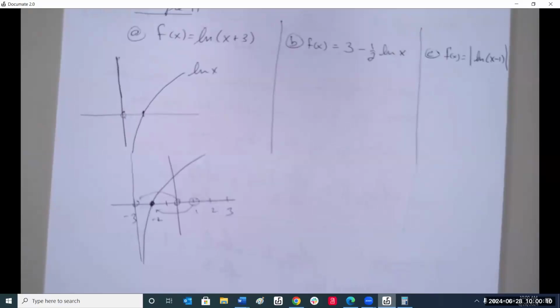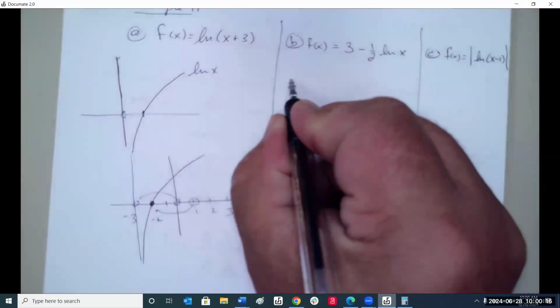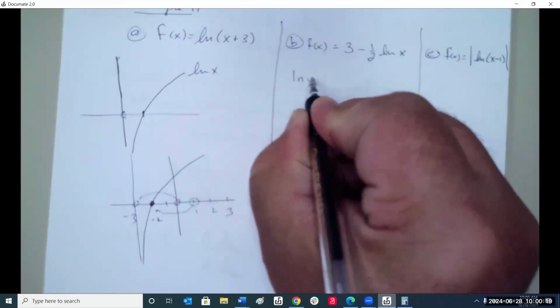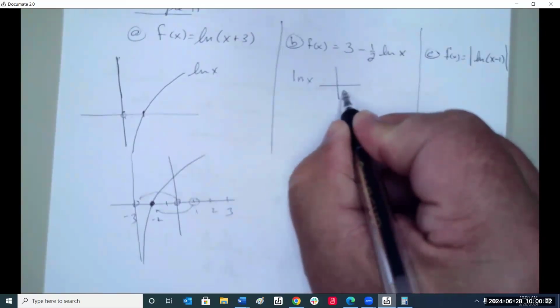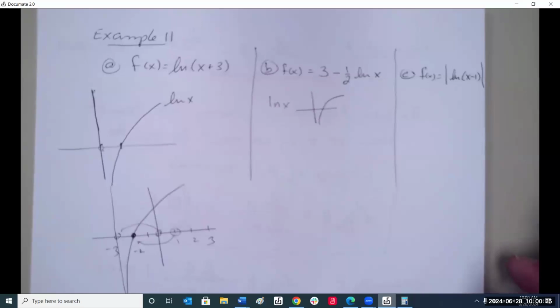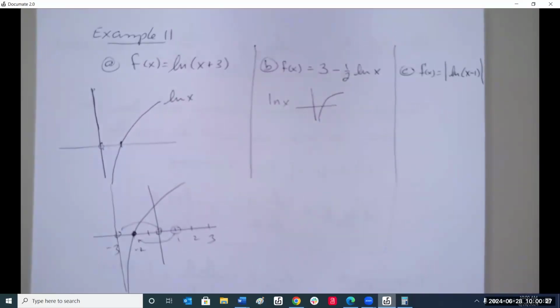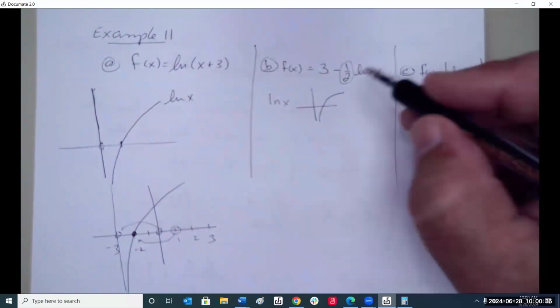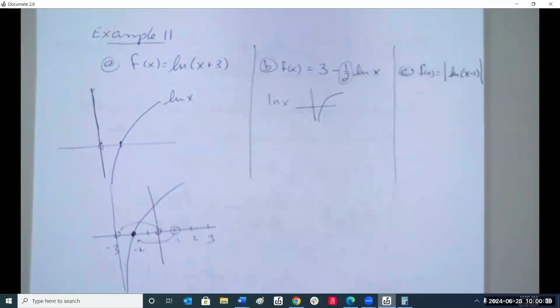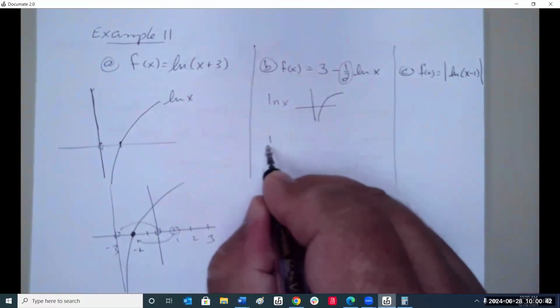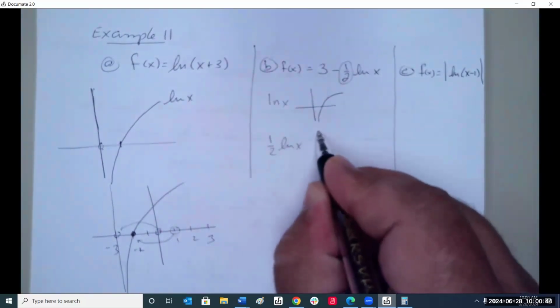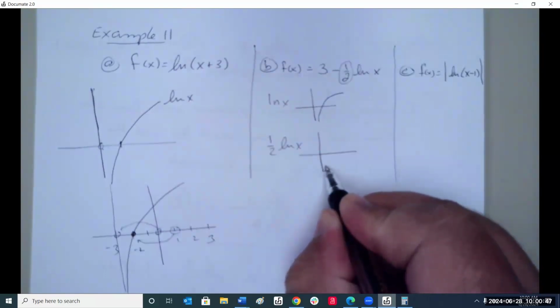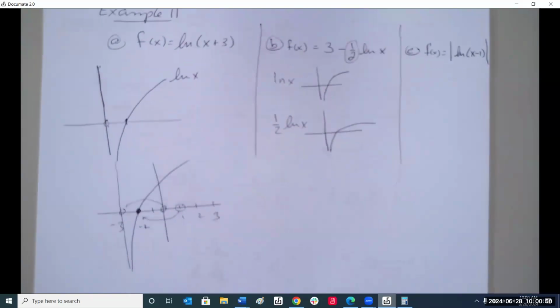All right, the next one is going to require some thinking. Let's do this one step by step. So the original function is ln x. Looks like that. What does the 1/2 in front do? No, not the negative. We do piece by piece. What does the 1/2 do? Shrinks it. So now it's half the size.